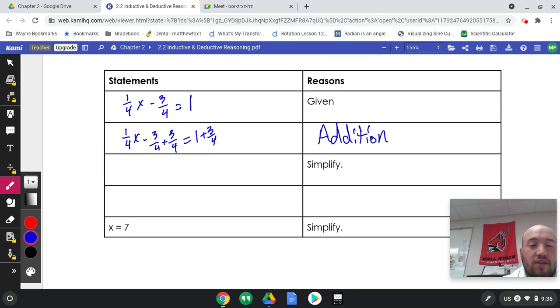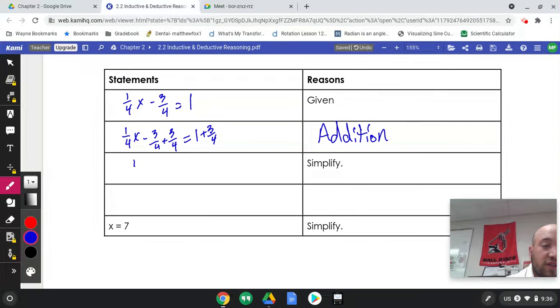Now when we add this, on the left side it's pretty easy. It cancels out and we're left with 1/4 x. The right side, 1 plus 3/4. You could write that as a decimal, or you could write it as a mixed number, 1 and 3/4. We're going to write it as an improper fraction, which means if we think about it, we take 1 times the denominator, so that gives us 4, and add it to the numerator, so 7. So 7/4.